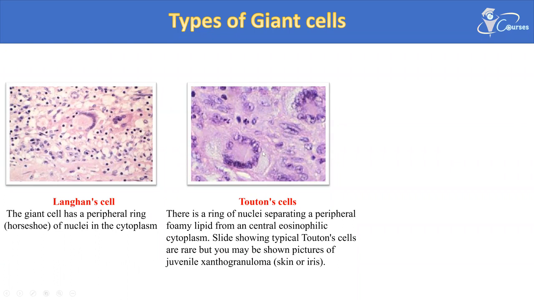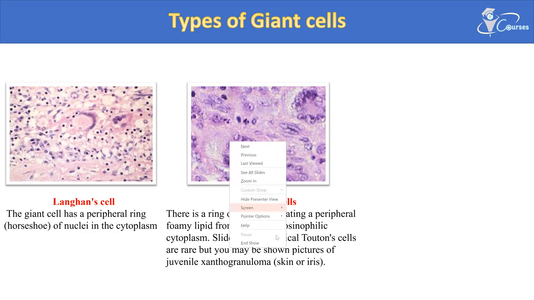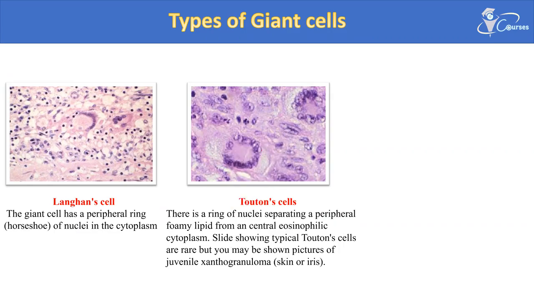So you see this eosinophilic cytoplasm in the center, and the periphery is foamy lipid. You see, this is the foam. Let me highlight it. A foamy lipid present in the periphery. This is lipid, foamy lipid. So this ring of nuclei will separate a central eosinophilic cytoplasm from a peripheral foamy lipid.